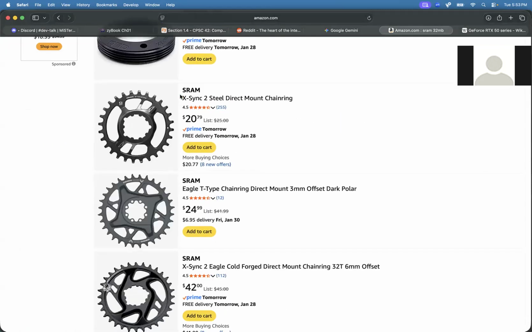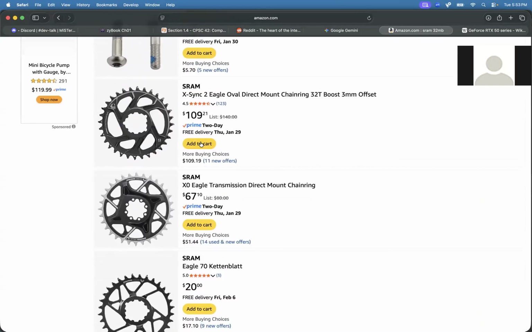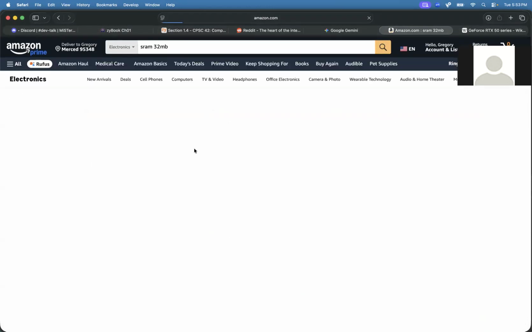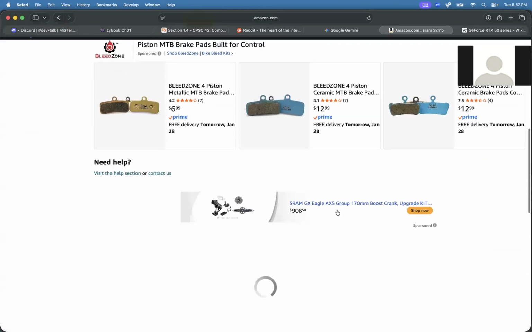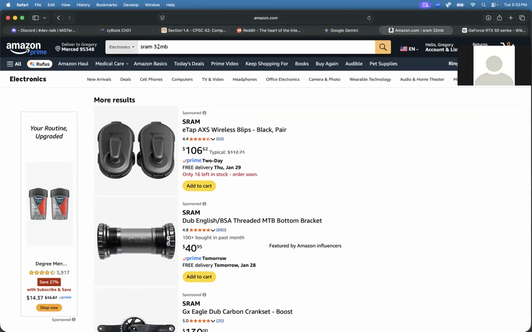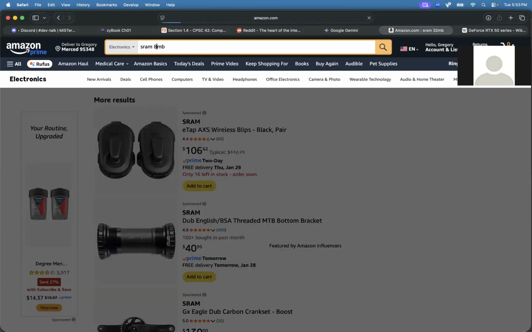No, it doesn't, because there's a brand called SRAM. That's unfortunate. Let's try electronics. Really? We can't even buy any SRAM on here? It's disappointing.